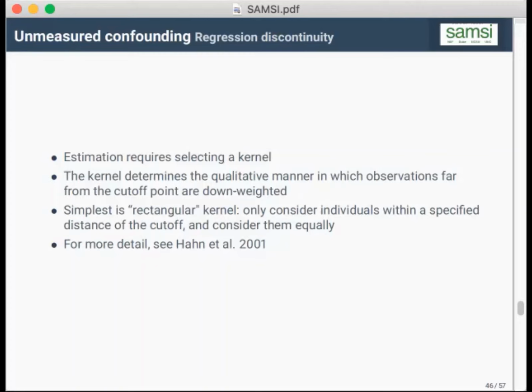But other kernels can optimize a bias variance trade-off, where including some information from points that are farther from the cutoff can decrease variance even if it introduces some bias, and a smart kernel can weight those effectively.